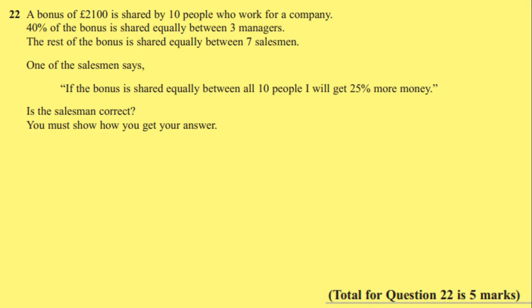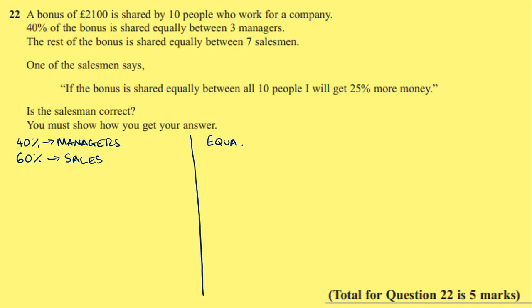So there are 2 things that are happening here. You've got one, which is 40% to the managers, and the rest to sales. Well, if 40% goes to the managers, then 60% goes to sales. And you've got this one, which is all equal. We're going to have 2 different answers here, and we're going to compare them at the end. So 60% goes to sales.